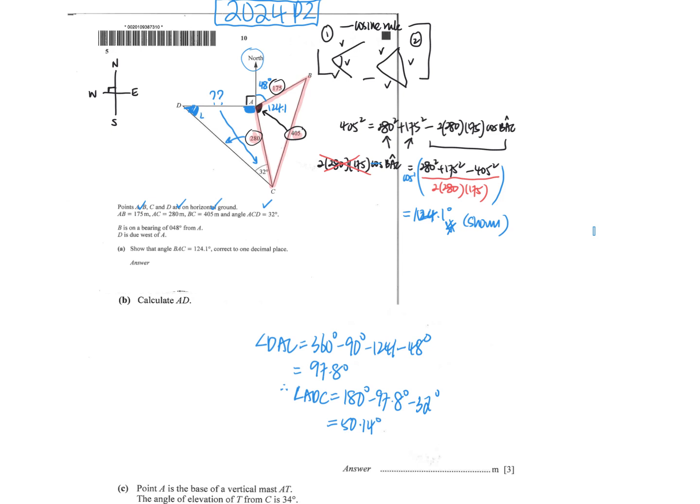Okay, so once you know this is 50.14, you can set up your ratios already. One is AD over sine 32 degrees. The other one is 280 over sine 50.14. So go and solve for AD by doing a cross multiplication.